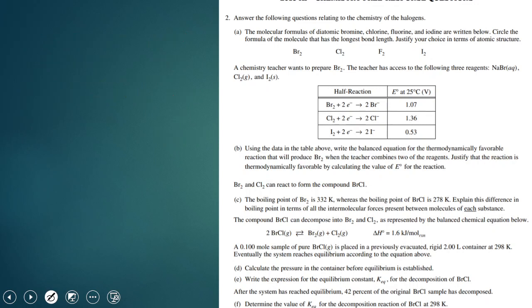All right. Question C says that the boiling point of Br2 is 332 K, and the boiling point of BrCl is 278 K. Explain this difference in boiling point in terms of all the intermolecular forces present between molecules of each substance. Alright, so here's where it gets a little bit tricky, because a lot of times students just memorize the priority of the intermolecular forces without actually considering what might happen in context of the question. Or they get really confused because they've just memorized.